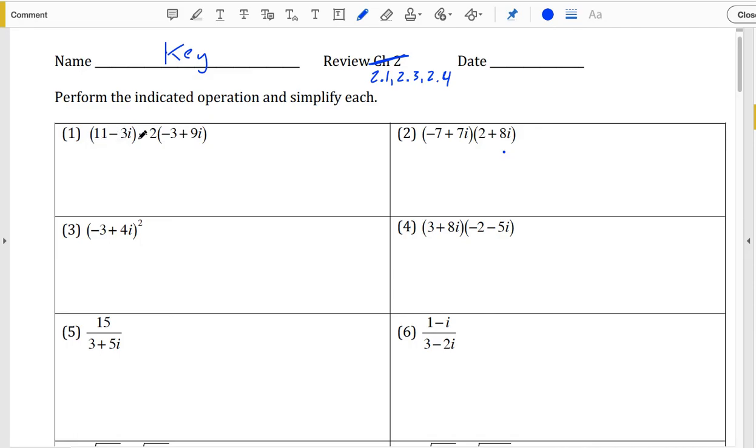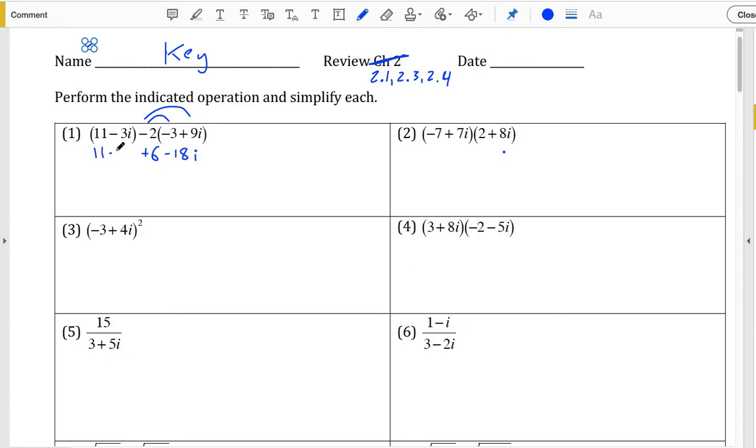Okay, so the first thing we do is we are taking 11 minus 3i, and we are subtracting 2 times the quantity of negative 3 plus 9i. So the first thing I would do here is multiply this negative 2 and distribute it into each of these. So negative 2 times negative 3 is positive 6. And negative 2 times positive 9i is minus 18i.